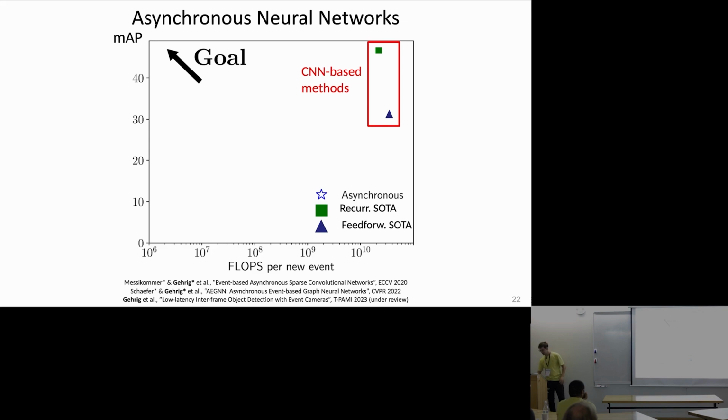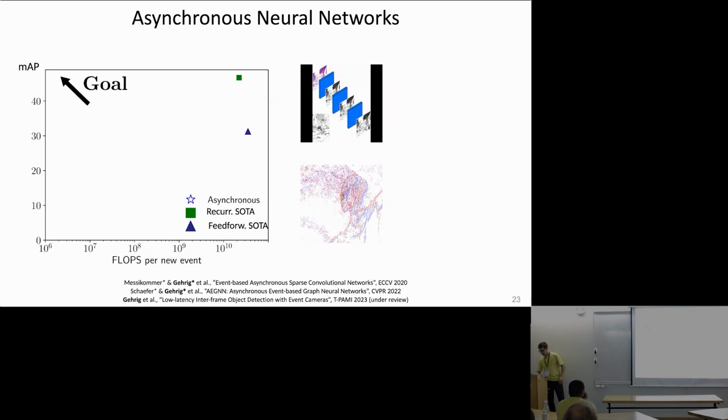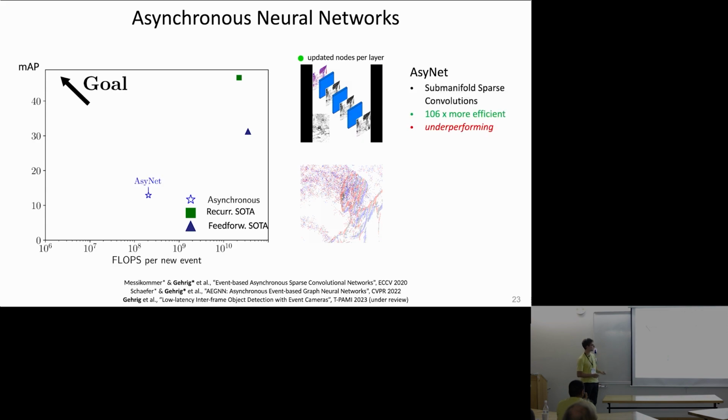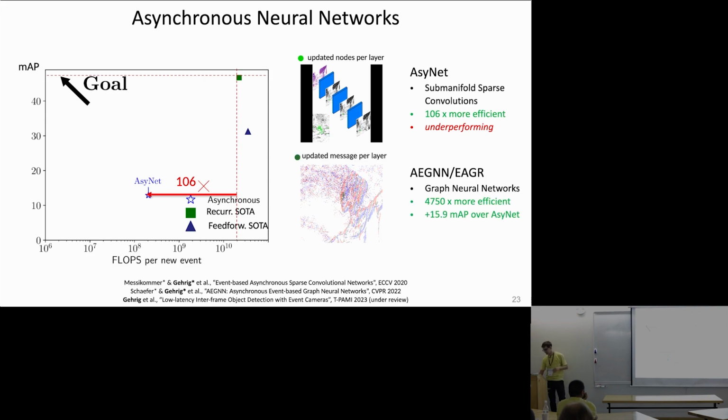And now I'll show you a series of works. The first one used submanifold sparse convolutions and applied this asynchronous formalism to it, and we could see that by adopting sparse convolutions, we could significantly move to the left, so reduce the computation by 2 orders of magnitude. But this method is still underperforming with respect to both feed-forward and recurrent networks.